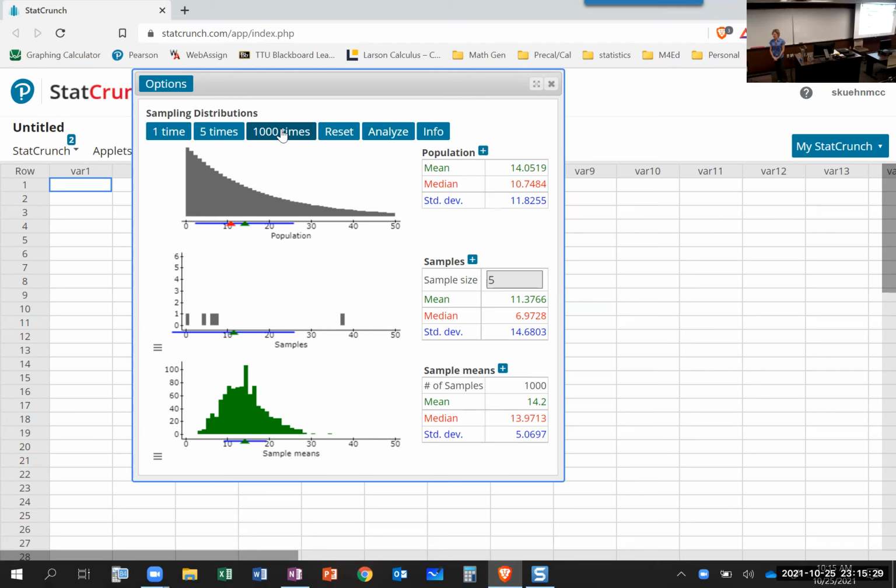Still skewed right. Is it as skewed right? Not as skewed right, right? Significantly closer to a bell shape. That's right. It is significantly closer to bell shape. That's correct. What do we notice about the center between the population and the sample?